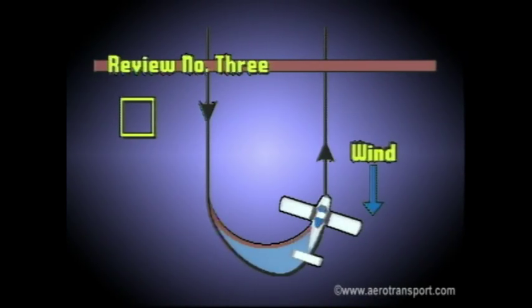Final question, you're turning from downwind into the wind. Why does the actual path of flight not follow the still air flight path?